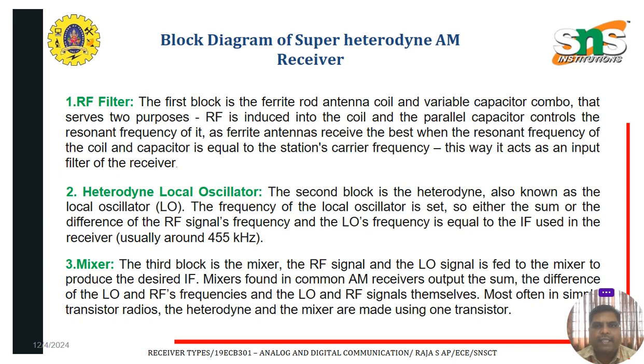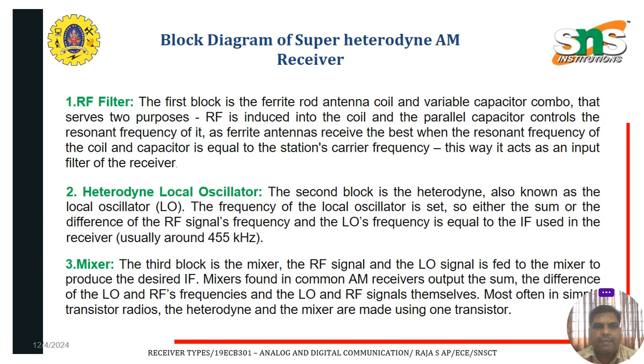The second block is the heterodyne, also known as the local oscillator. The frequency of the local oscillator is set so that either the sum or the difference of the RF signal frequency and the local oscillator frequency is equal to the IF used in the receiver.